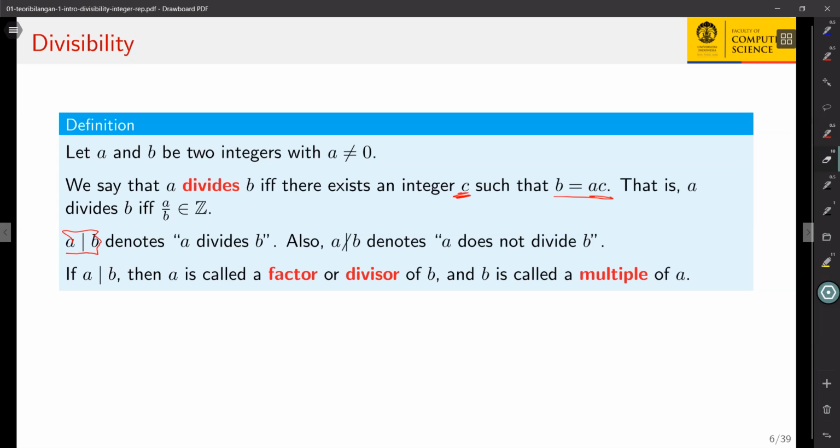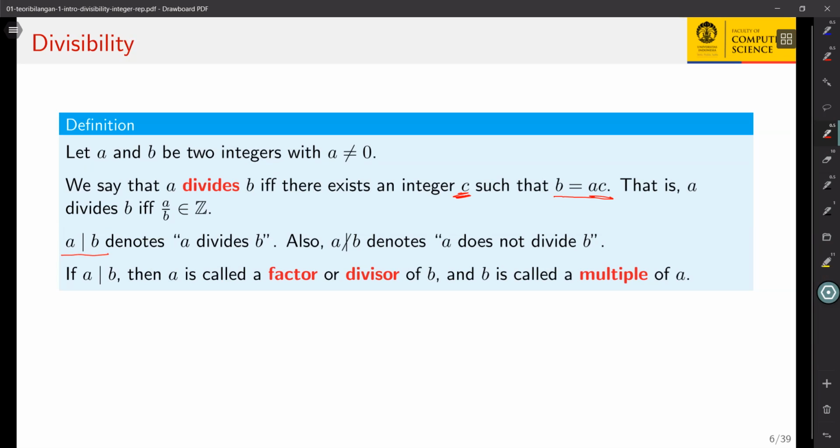Sorry, with the bad writing. So here, A, then a vertical bar, and then B. So this is read as A divides B.